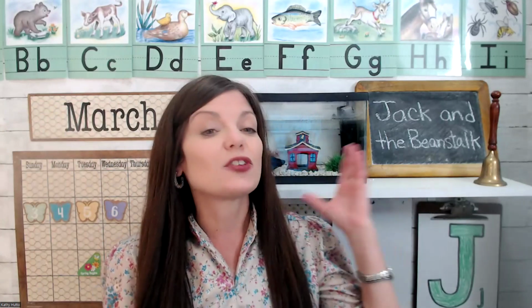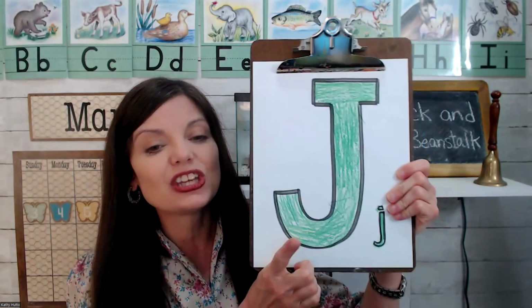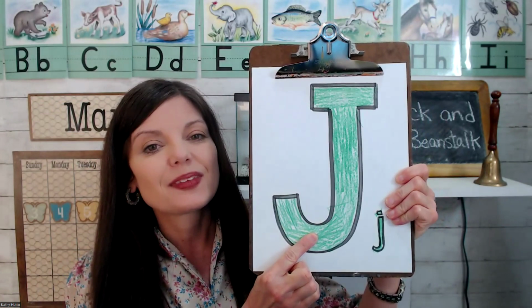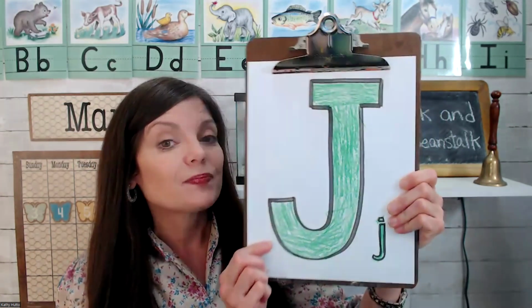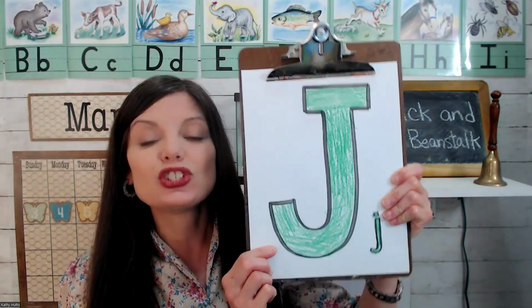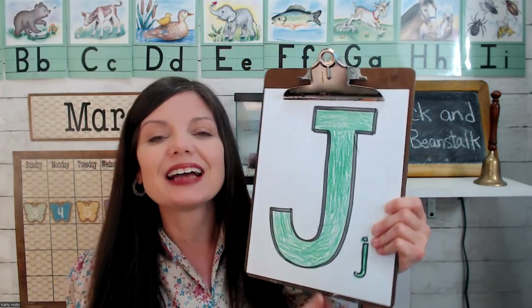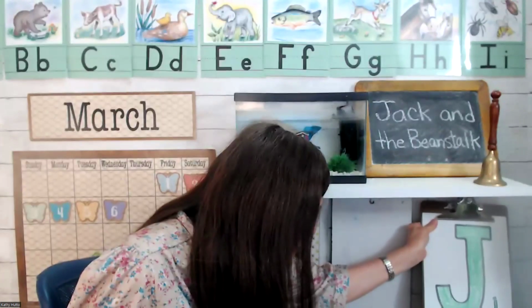Well, J is for Jack and the Beanstalk. To decorate your letter J today, you can color it green like Jack's beanstalk. What letter is this? It's letter J, and now that we can recognize it, we'll practice writing it.